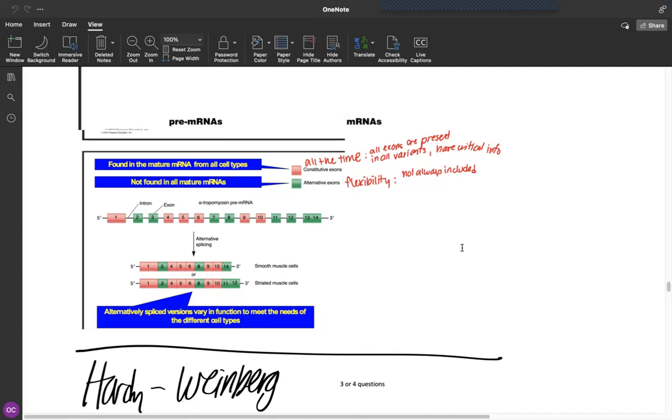And then constitutive exons, these are exons that have critical information that really need to be kept in the sequence. So these exons are present in all variants, all of the alternatively spliced variants. Alternative exons are more flexible, so they're not always included. Their function is not significant enough to warrant them always being in a sequence.